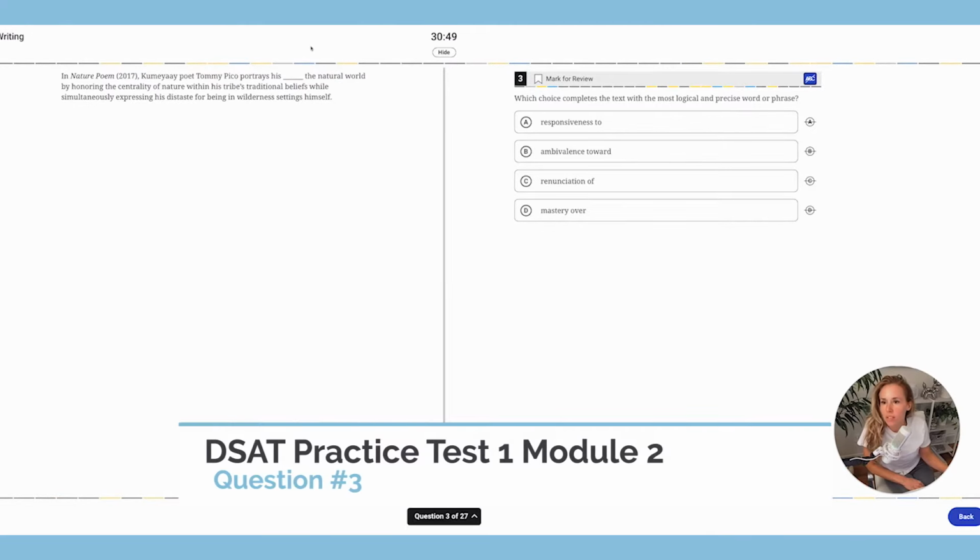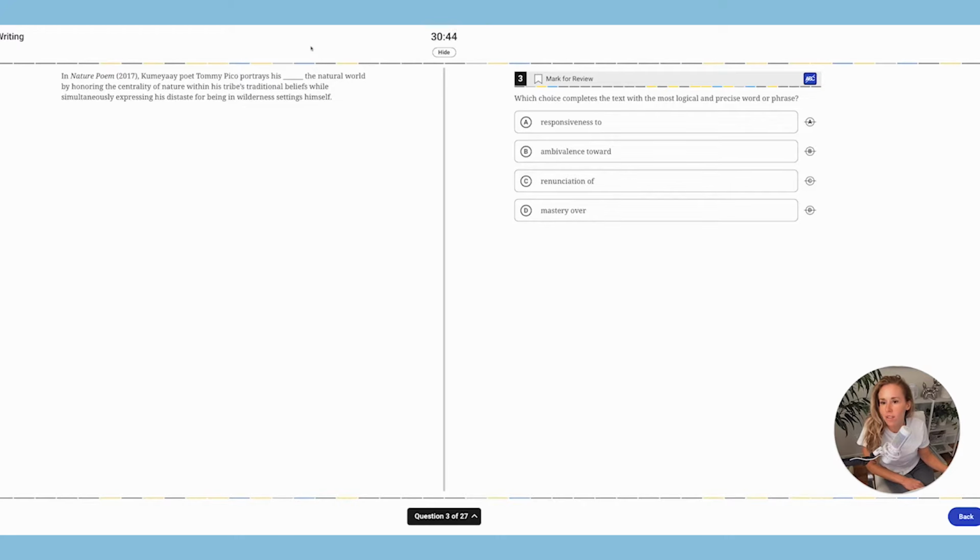Let's see, he portrays blank the natural world by honoring the centrality of nature within his tribe's traditional beliefs while simultaneously expressing his distaste. So he's honoring something while simultaneously expressing distaste. That's ambivalence. You've got opposing feelings on something. Ambi means both, by the way. That's a prefix that means both.